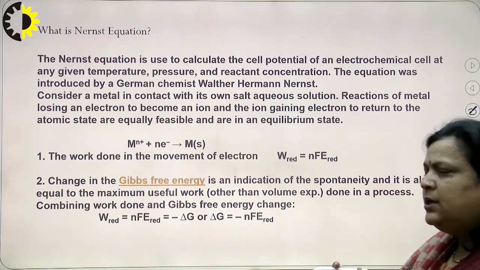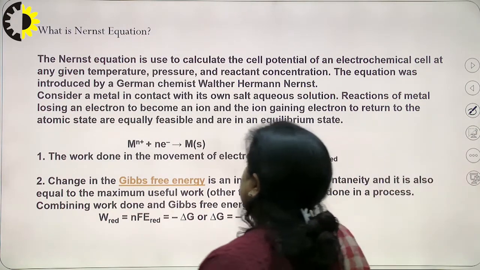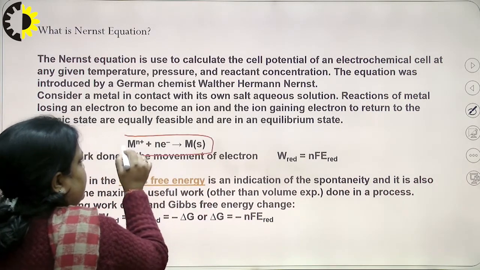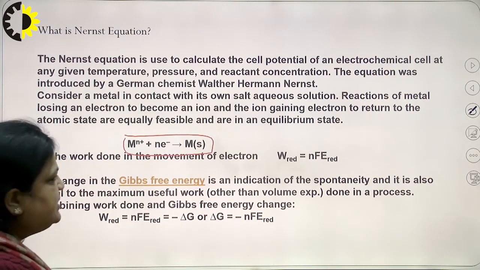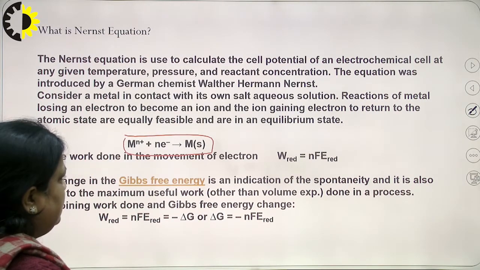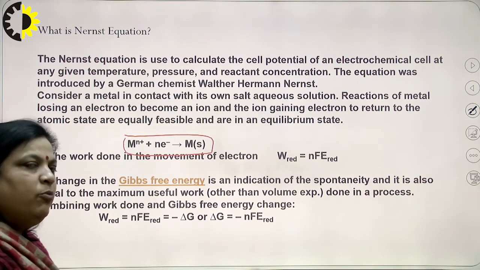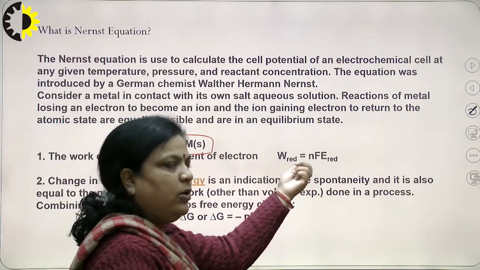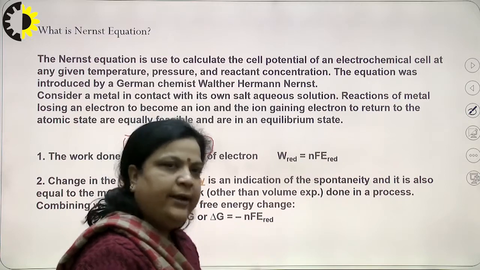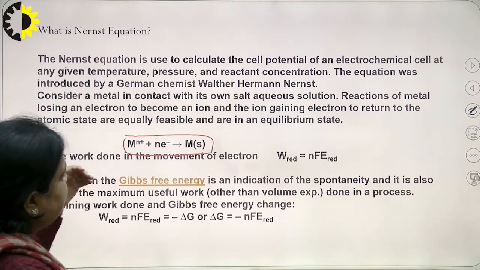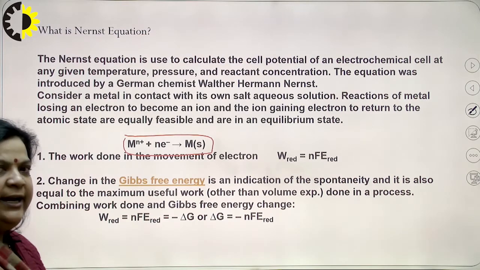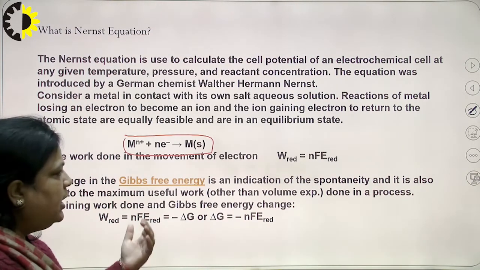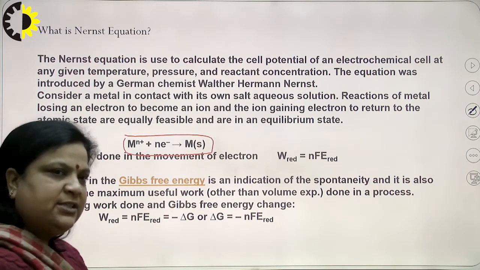Let us consider a half cell reaction, and suppose this half cell reaction is M^n+ plus n electrons gives M, where M is metal, and this is the reduction reaction. In this case the work done in the movement of the electron, W reduction, will give nFE, where E is the reduction potential. Now, the change in Gibbs free energy is an indication of spontaneity, and it is also equal to the maximum work other than volume expansion which is done in the process.